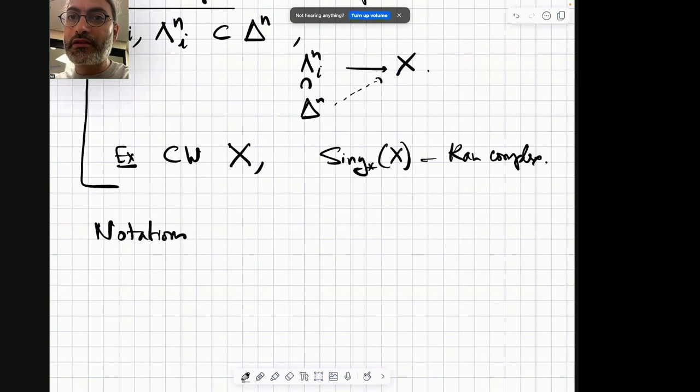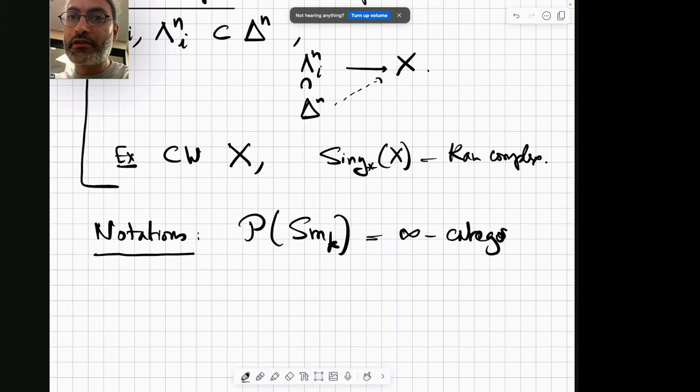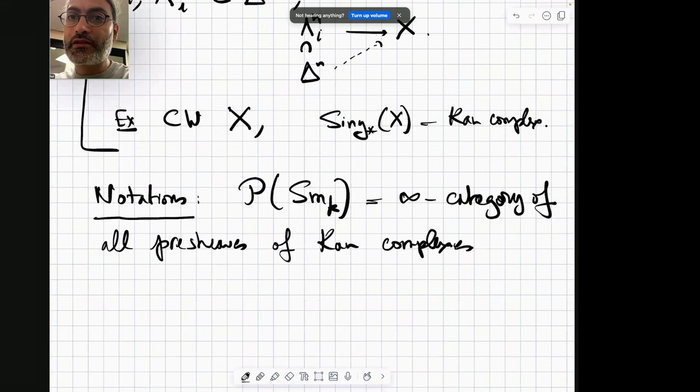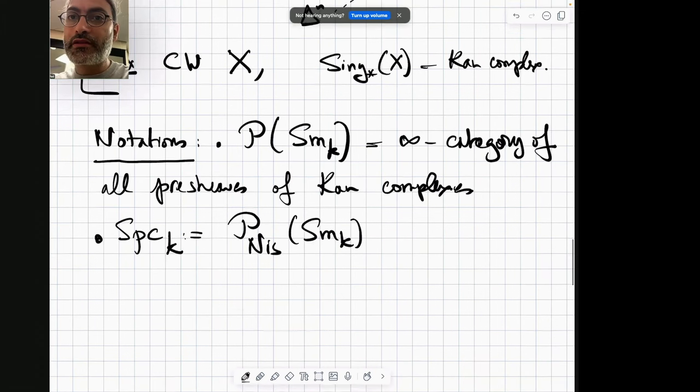So some notations. Call P of Sm K the infinity category of all presheaves of Kan complexes. This is a very large category. And so inside we have some more interesting ones, maybe. The category of spaces, which I just introduced, which I denote like this. I also sometimes will just write P Nisnevich, to say that I'm imposing Nisnevich descent on presheaves. That's the second notation.